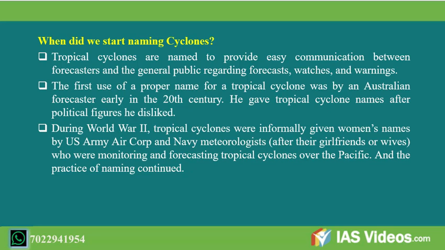During World War II, tropical cyclones were informally given women's names by US Army aircraft and Navy meteorologists who were monitoring and forecasting tropical cyclones over the Pacific, and the practice of naming continued.